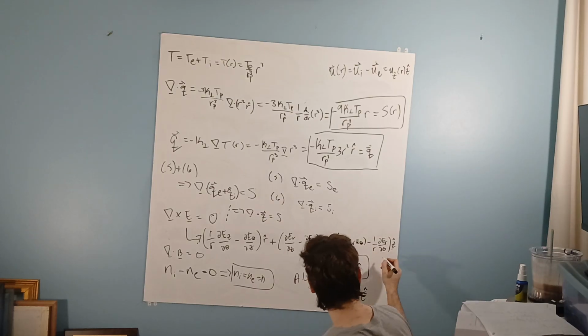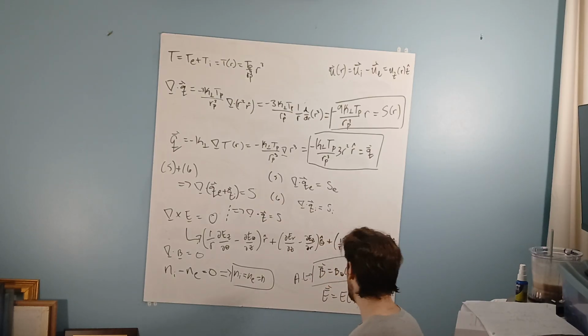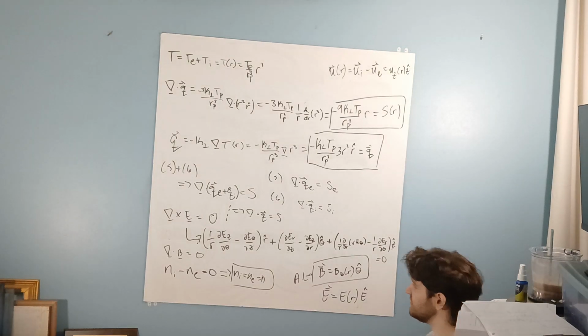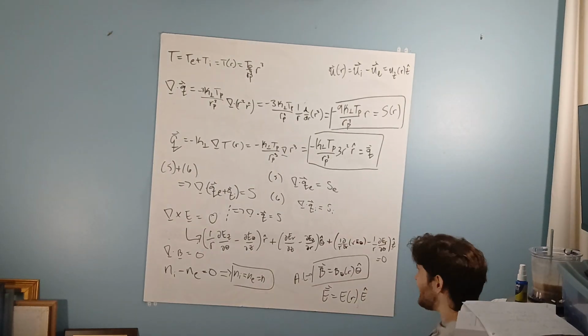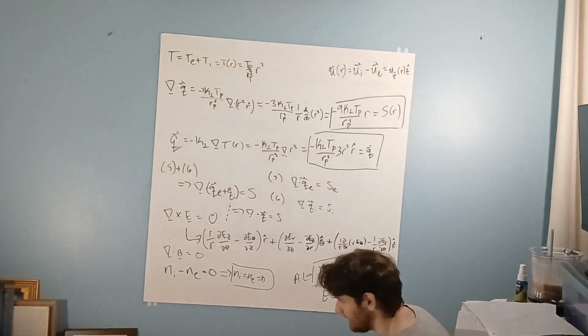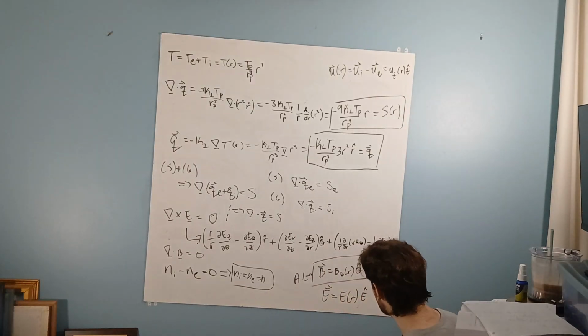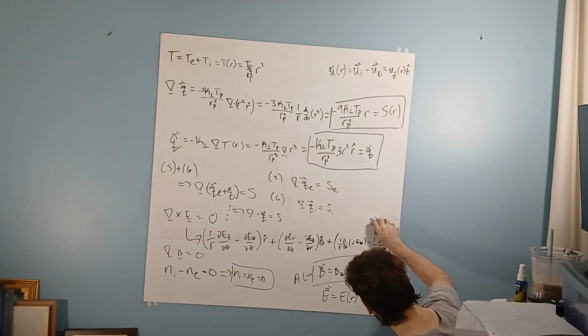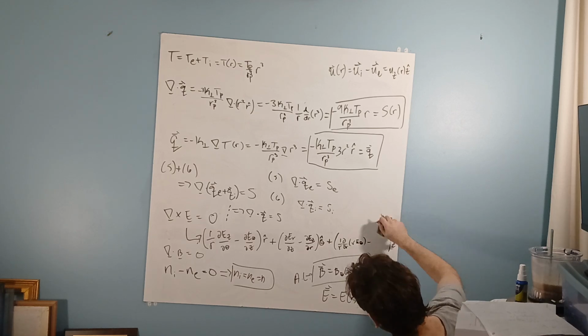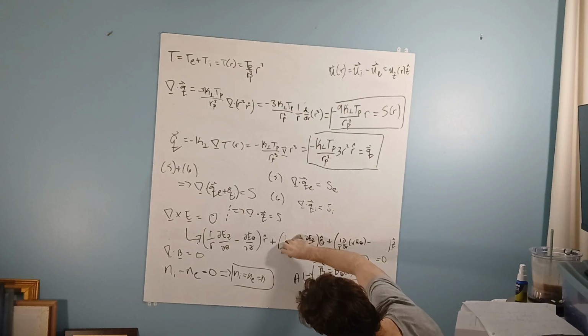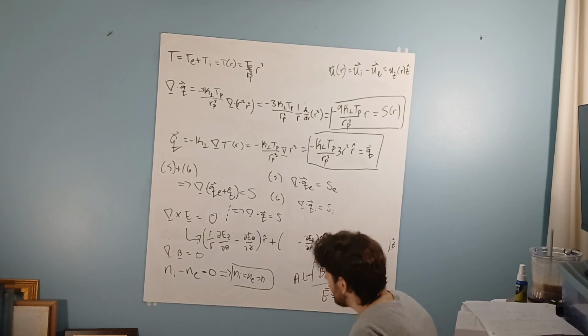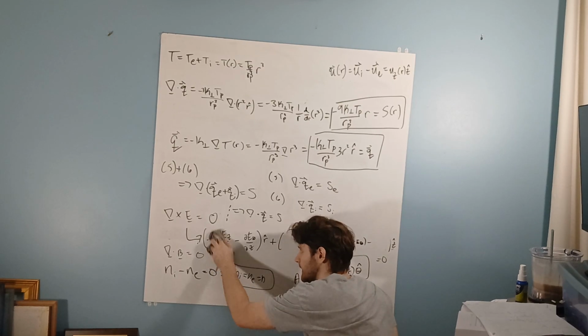And this must equal 0. Now the great thing about this is that E only depends on R. So we're going to go ahead and kill everything here that doesn't depend on R. All right? So this doesn't depend on R. This doesn't depend on R. Neither of these depends on R.